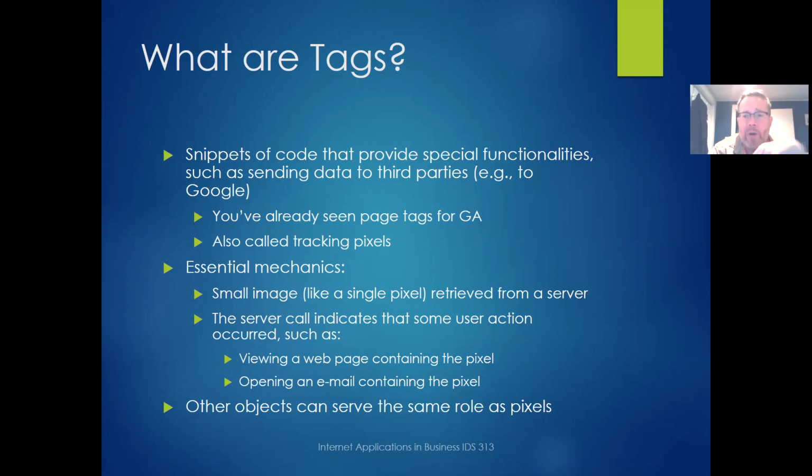This is the way that they track emails, who clicked and opened emails. If the email contains an embedded image or some other content that has to be pulled from the server, it's uniquely specified for that email directly to you, so the server knows you pulled this email. That's how some outside source can know when and where you opened it. Other objects can serve the same role as pixels. So tracking tags and tracking pixels mean the same thing.